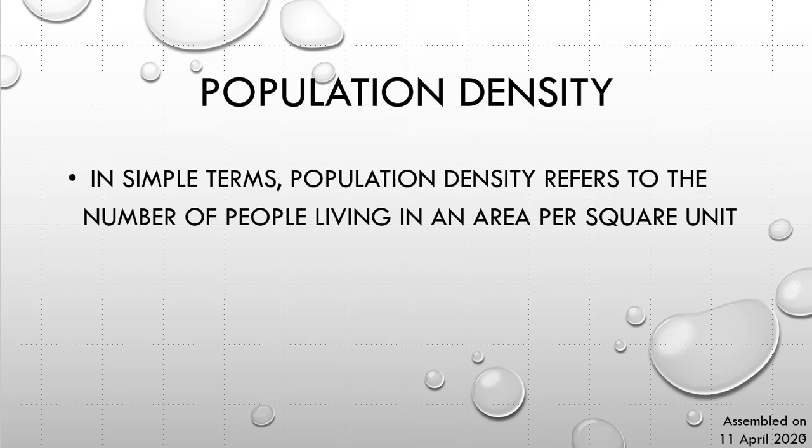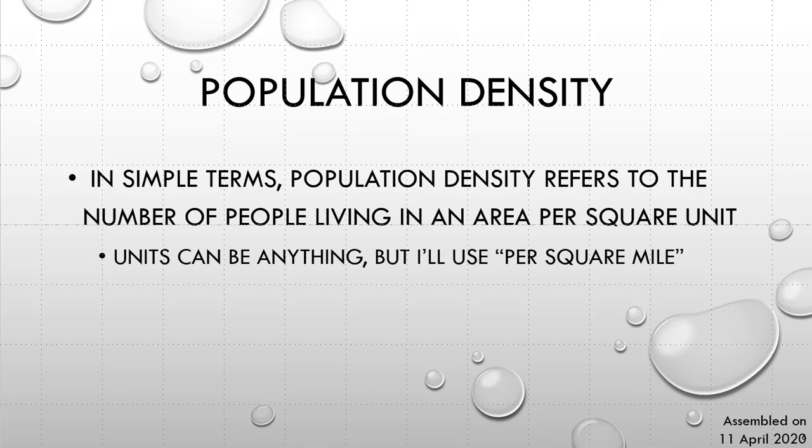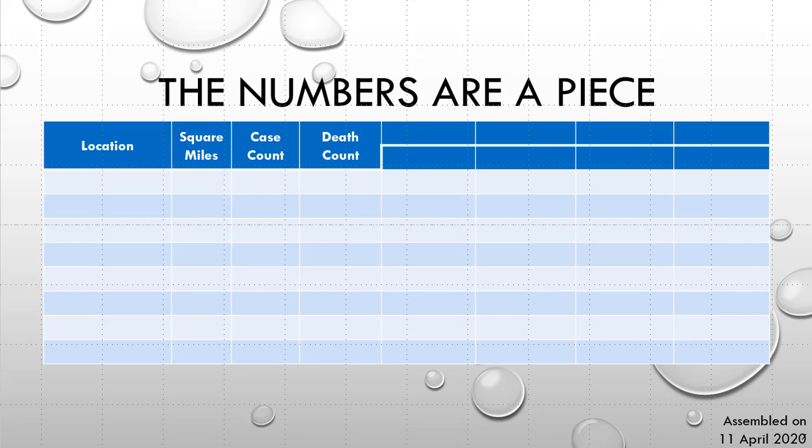Now, from my perspective, the right way to look at COVID infection rates is from a viewpoint of population density. In simple terms, population density is the number of people that live in a square unit area, and in this case, I used per square mile, but you can use kilometers or furlongs per fortnight for all I care. You can use whatever you want. I used square mile for this analysis. Now, the table that I'll use through this entire presentation is this one here, and I'll update it as I talk through different ways of measuring the information.